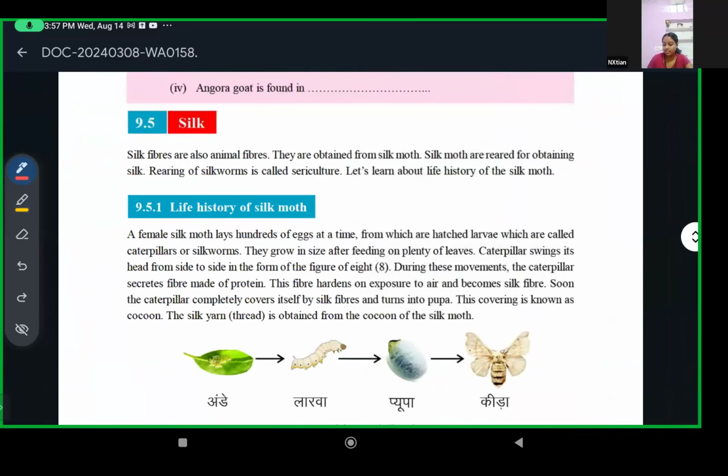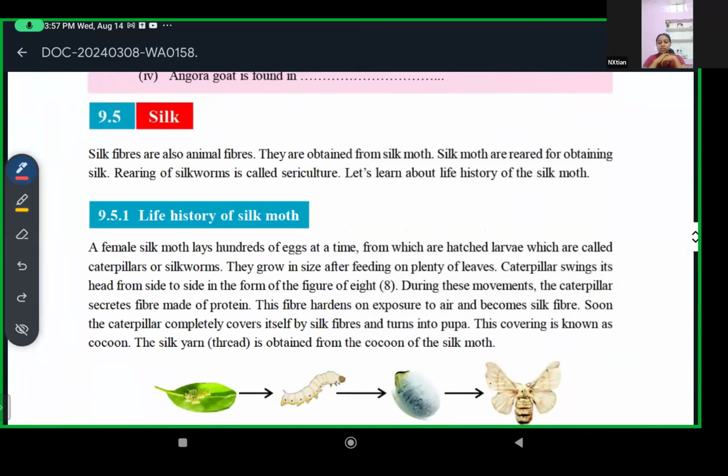So then we have silk. Now silk is another fiber which is a natural fiber. Why? Because it's made by the silkworm, an animal. It is obtained from silk moths. Silk moths are reared for obtaining silk. The rearing of silkworms is called sericulture. This is important. The rearing of silkworms is known as sericulture.